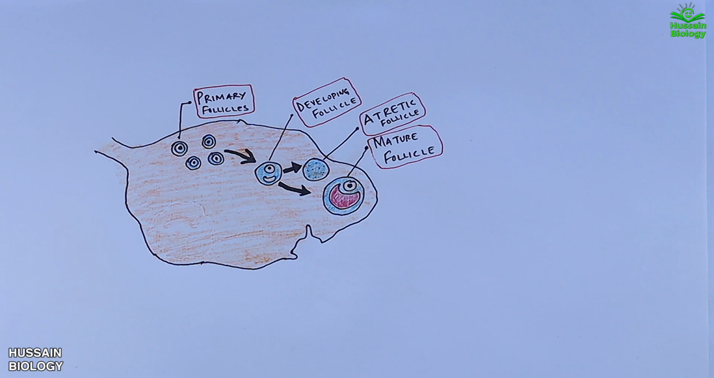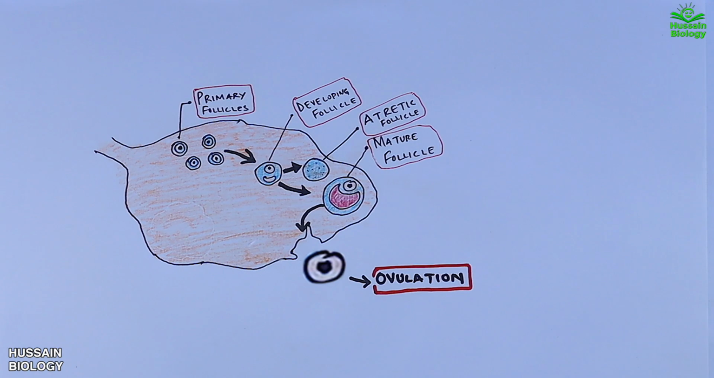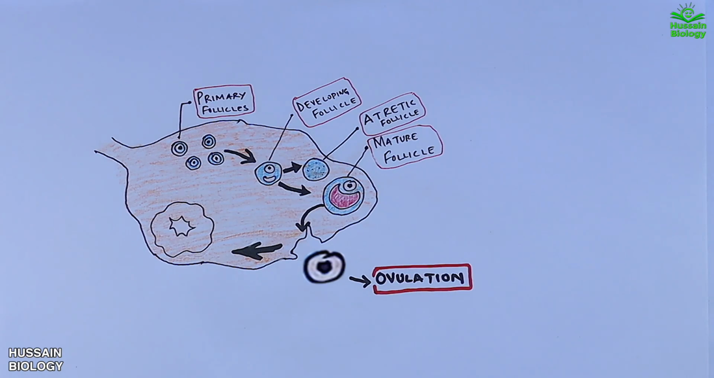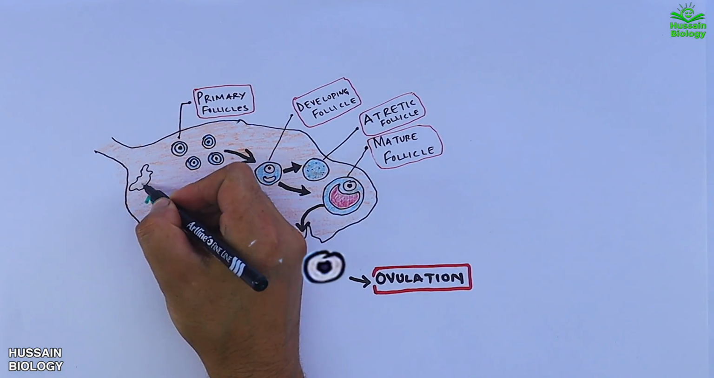In the next step, we have the ovum shedding. We see the mature Graafian follicle ruptures and releases the ovum by the process of ovulation, shown in the diagram. After ovulation, the Graafian follicle develops into the corpus luteum, shown in the diagram. And further, this corpus luteum develops into the corpus albicans.